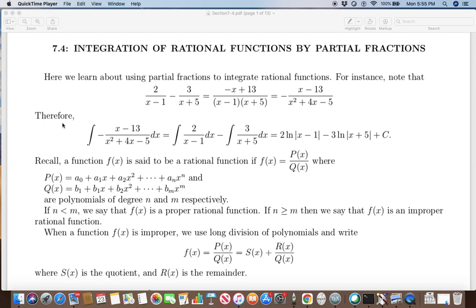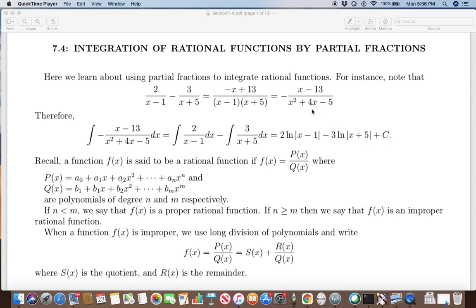In other words, the integral of the right hand side, negative x minus 13 over x squared plus 4x minus 5 with respect to dx, is the integration of the left hand side. Integral of 2 over x minus 1 dx minus integral of 3 over x plus 5 dx. Well, this is straightforward. 2 natural log absolute value x minus 1. Likewise, this is straightforward. Minus 3 natural log of x plus 5 plus a constant of integration.